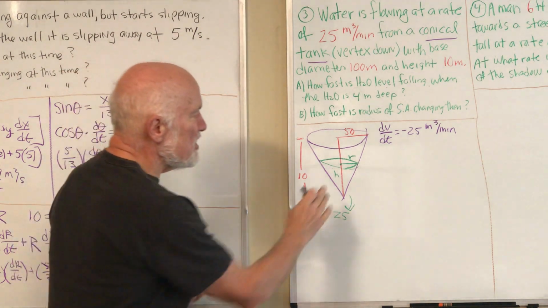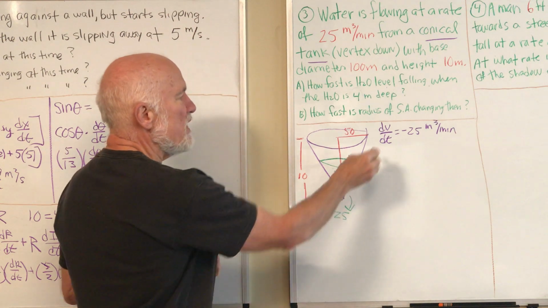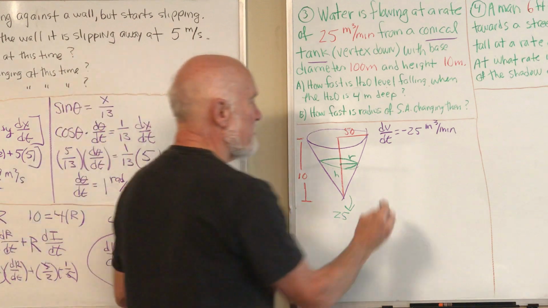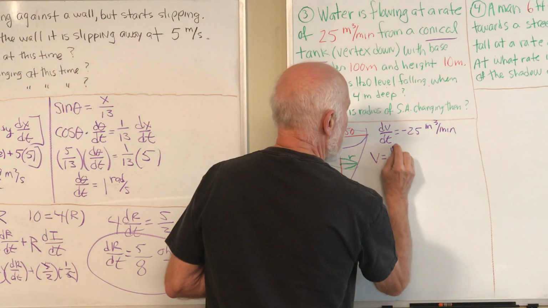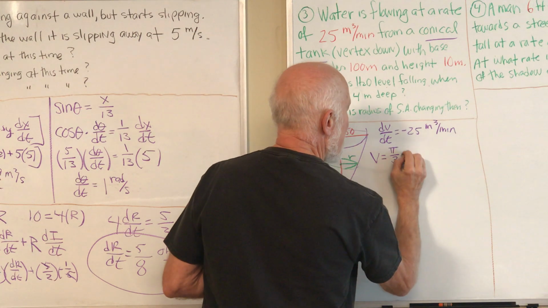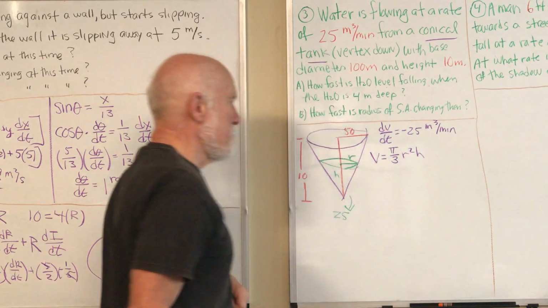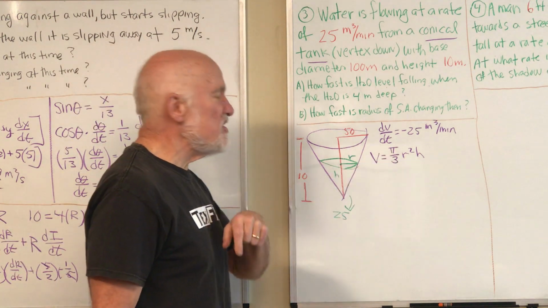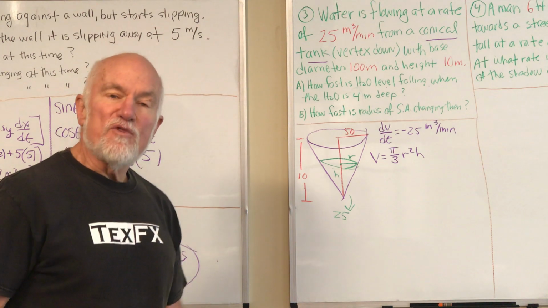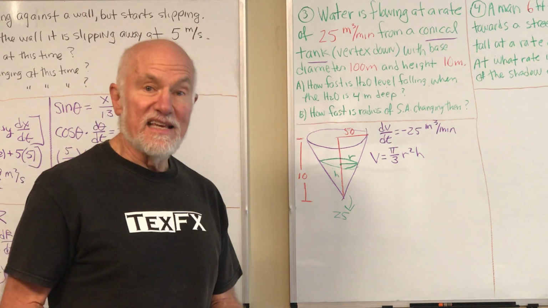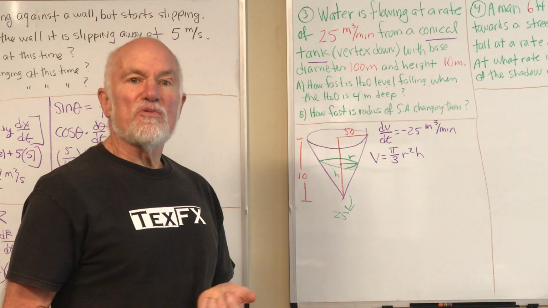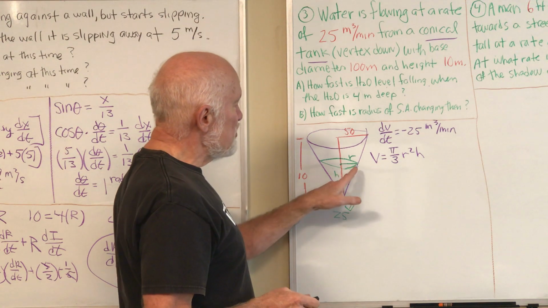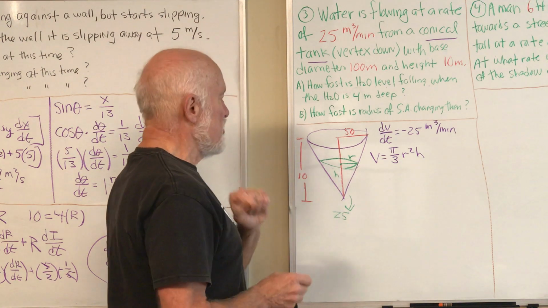So we need a relationship in this water between the volume and H. And if you remember from geometry, we have that relationship. The volume is 1/3 pi r squared h. We know dV dt. We're trying to find dH dt. The only problem is, if we take derivatives, we're going to get a dr dt. And we don't know anything about the rate of change of the radius. So what we need to do on this problem is find a relationship between r and h.